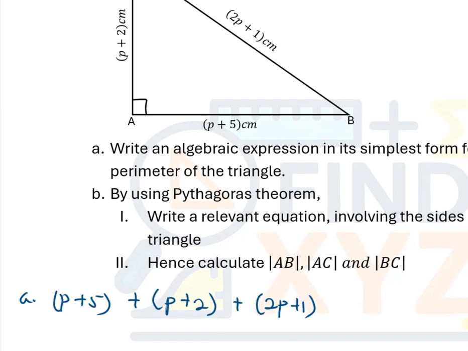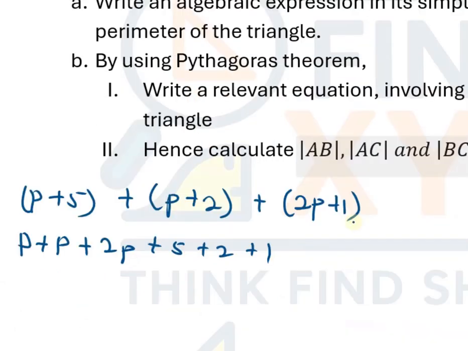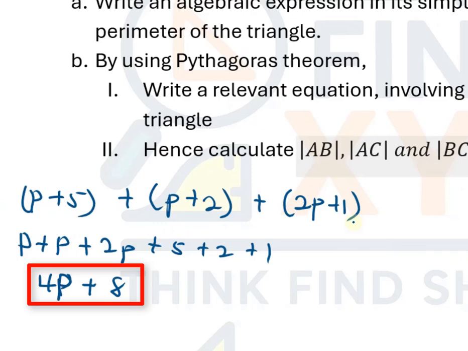Now let's simplify this. We have P, another P, and 2P. So in all, how many P's? That will give us P plus P plus 2P. We can put them together because they are the same. Then we have 5, 2, and 1. We also put that together. So 5 plus 2 plus 1. So what is P plus P plus 2P? How many P's? 4 P's. Plus 5 plus 2, that will give us 7, plus 1, that will give us 8. The perimeter of this figure is 4P plus 8. That is the first part.